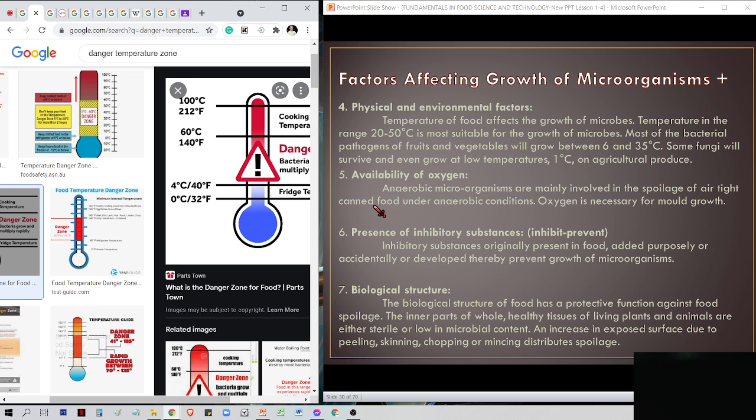Okay? So, number 6, presence of inhibitory substances. Inhibitory substances are substances that prevent or inhibit the functions of other chemicals, other substances in food. So, inhibitory substances originally present in food, added purposely or accidentally or developed, thereby prevent growth of microorganisms.